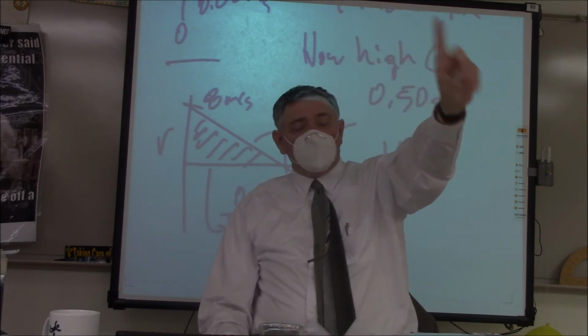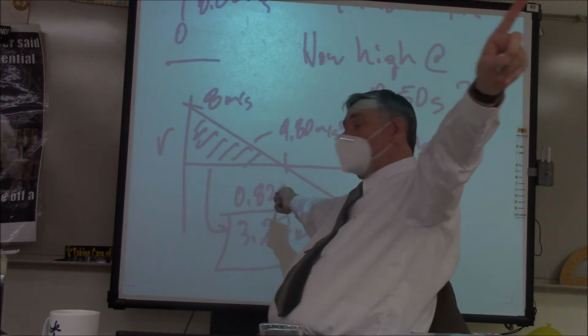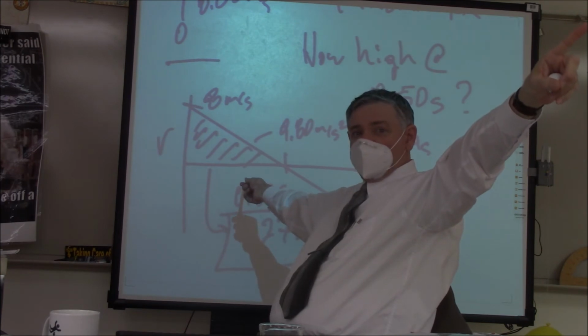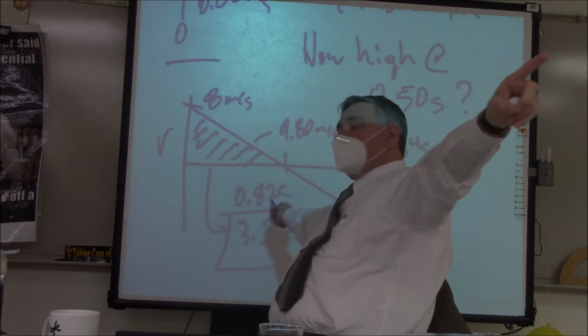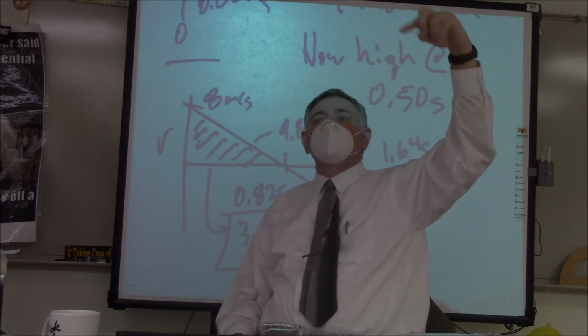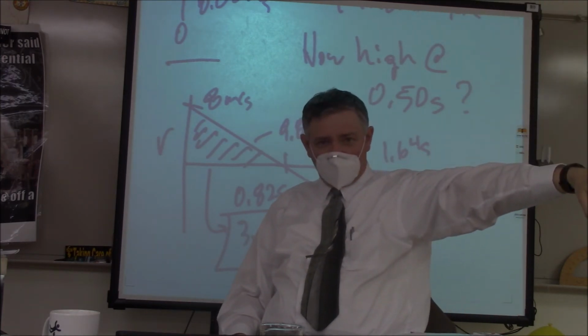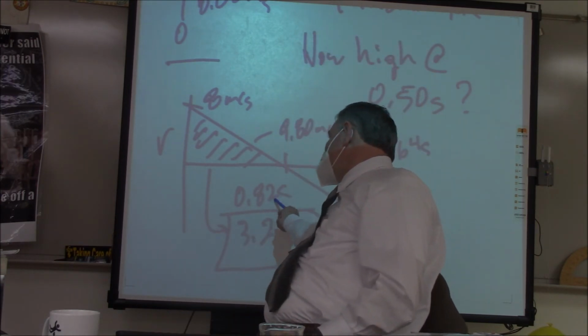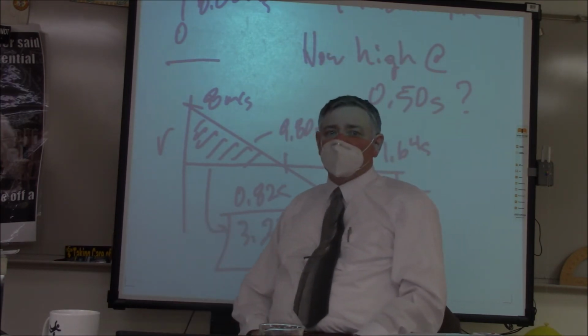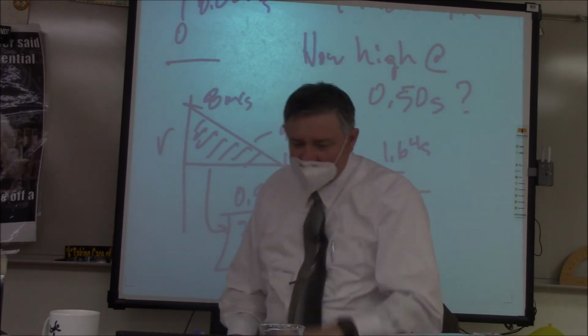Now, what's the disadvantage of finding my max height this way? You're using calculated values? Yeah, if this 0.82 seconds is wrong, the next part's going to be wrong. So how can I find my maximum height without using that time? That equation. I could use that equation.